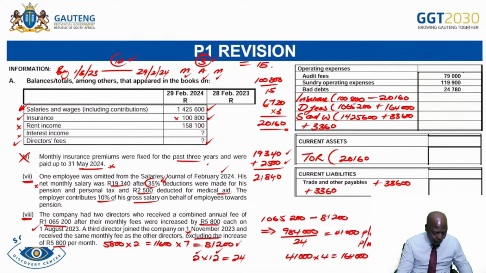That is how I would do that. The company had 2 directors who received, after their monthly fees were increased, a 3rd director joined the company and received the same fee as the other directors, excluding the increase.